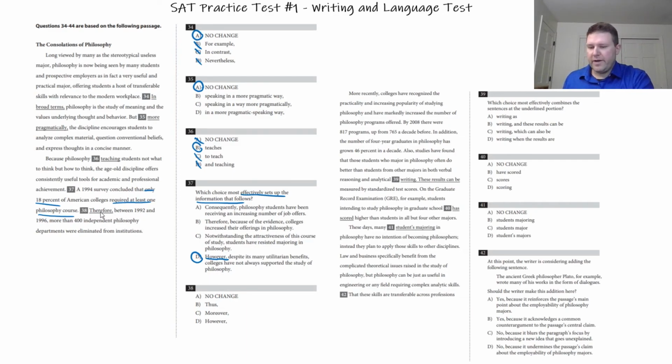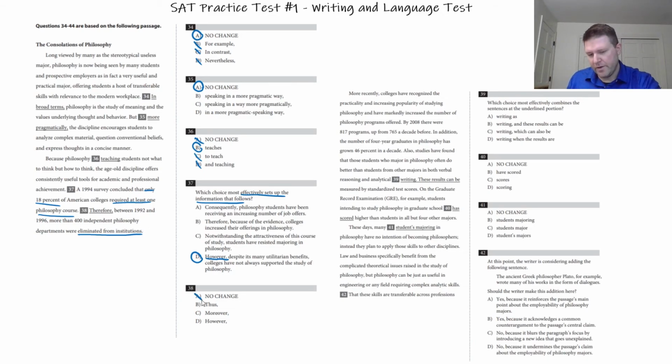So, without really looking at this word or trying this word quite yet, let's go ahead and look at the substance of the next sentence here. Between 1992 and 1996, more than 400 independent philosophy departments were eliminated from institutions. This is sort of a continuation of what they just said, where colleges didn't really take it seriously. They only require at least one philosophy course. And even worse, right? More than 400 independent philosophy departments were eliminated from institutions. So this is a continuation of colleges not really loving philosophy, right? So if you look here, would "therefore" make sense? No, because the previous sentence isn't causing the next sentence.